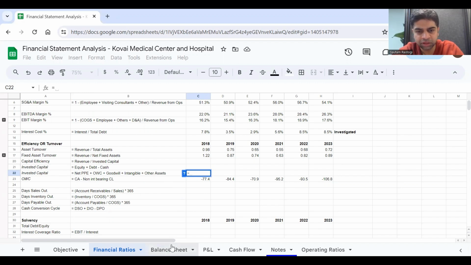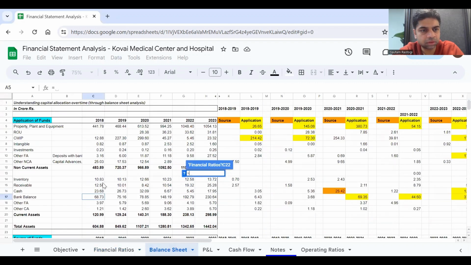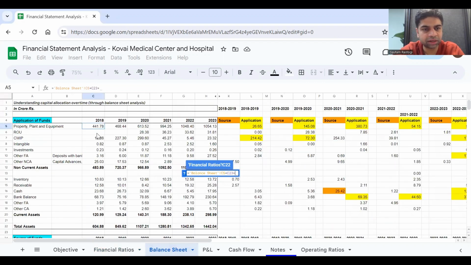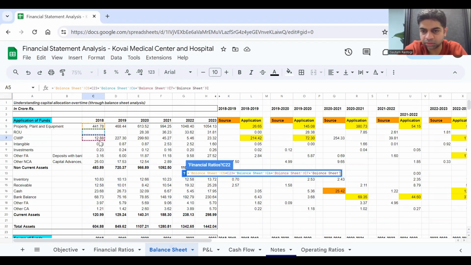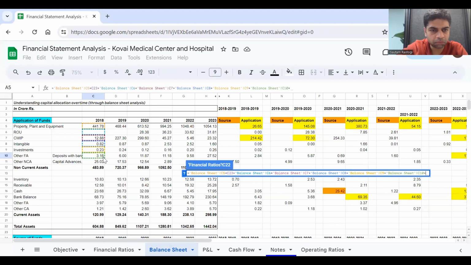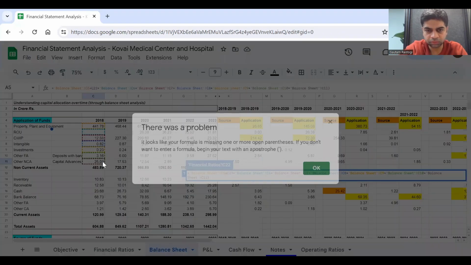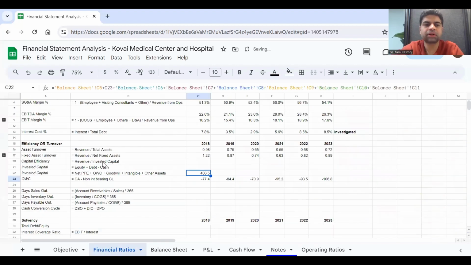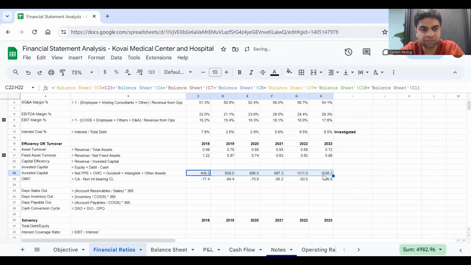So net PPE, we already have net PPE. And we have operational working capital that we just estimated. And then let's take goodwill, intangible, and all the other assets. Okay, in fact, I'll take all of these. Sorry, I think I double counted this. Good formula? No. Okay. All right. So this is my invested capital.